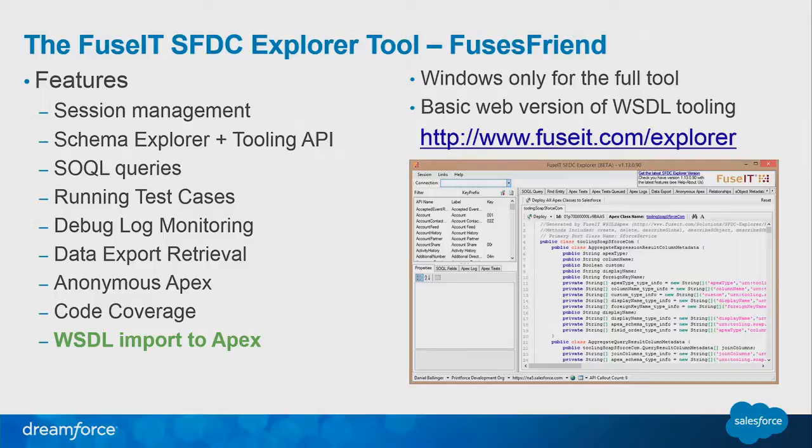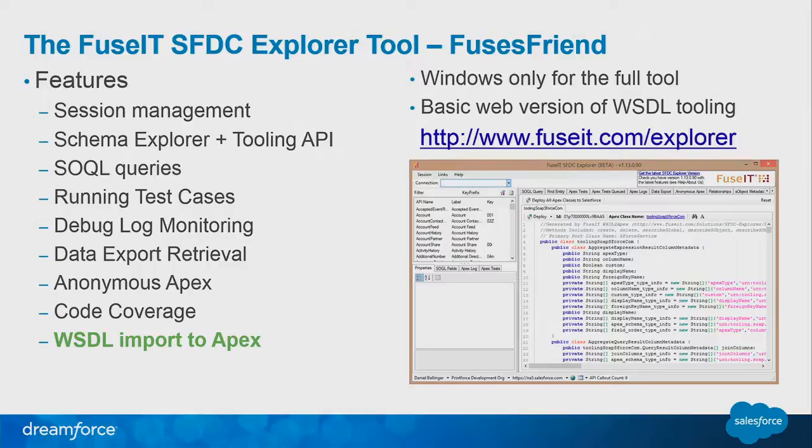So we have things like we can dynamically build SOQL queries using the metadata from the partner API. A lot of session management and tools for running debug logs and parsing them and running anonymous Apex. We're not really going to cover those in any great detail. This talk's all about the WSDL support within that tool.